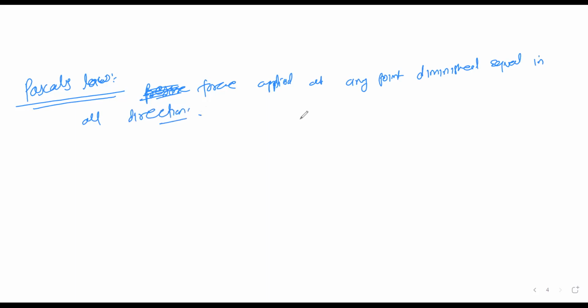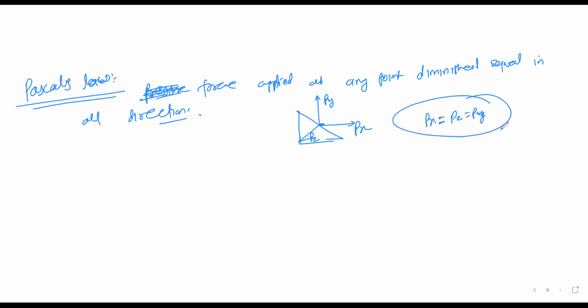So if you take any one point, like I'm assuming a right angle triangle, and I say the pressure in this direction, upward direction, and in Z direction, the pressure must be equal. The pressure must be equal at any point in all the directions. Remember that. That is called Pascal's law. So there is an application of Pascal's law in a jack, the hydraulic jack.